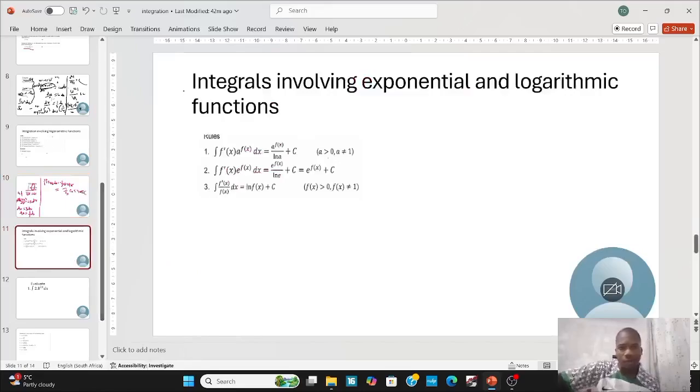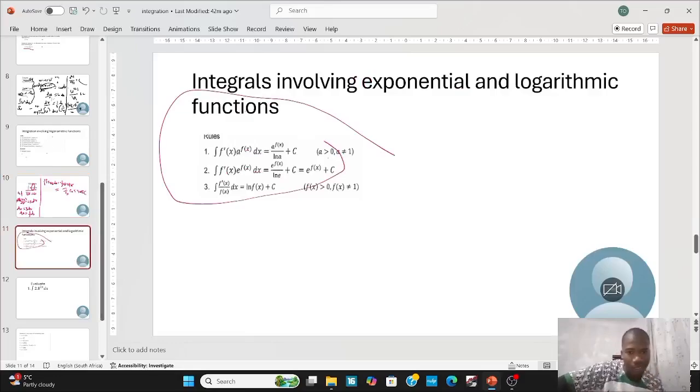Then we proceed, we go to integrals involving exponential and logarithmic functions, right? So these are the rules. These are the three general rules that you have to understand. The first says the integral of f prime of x multiplied by a to the power f of x dx is equal to a to the power f of x divided by the natural log of a plus c, where a is greater than 0 and is not equal to 1, right?